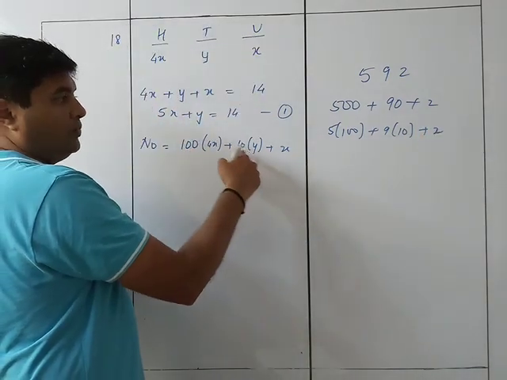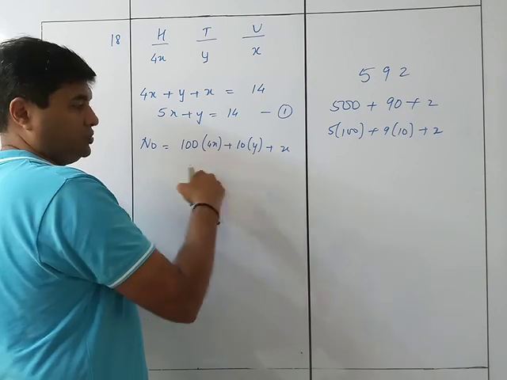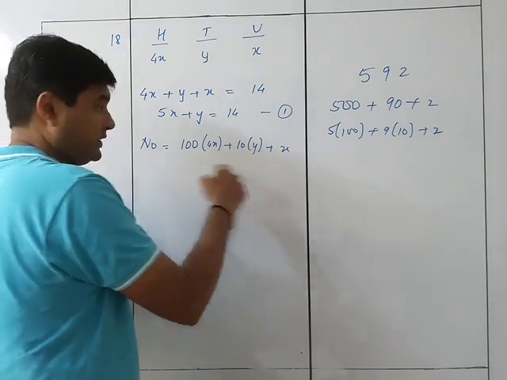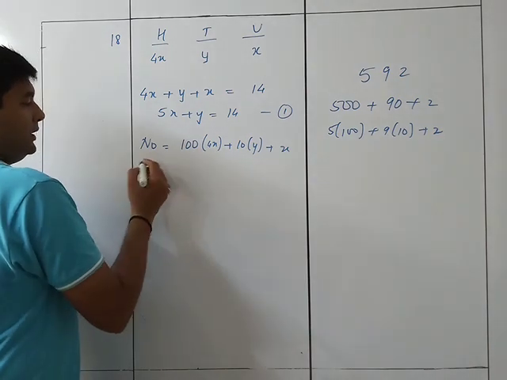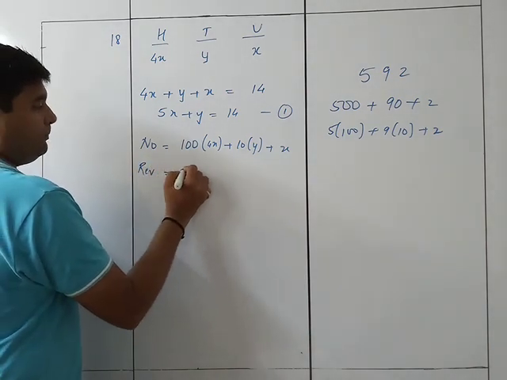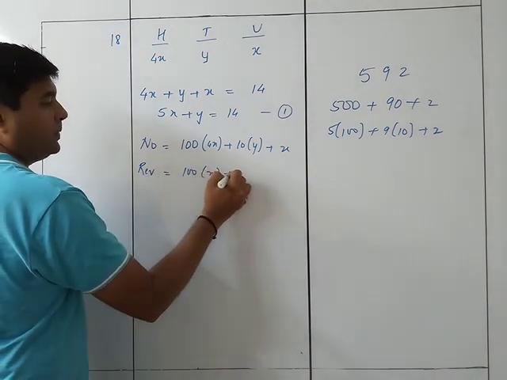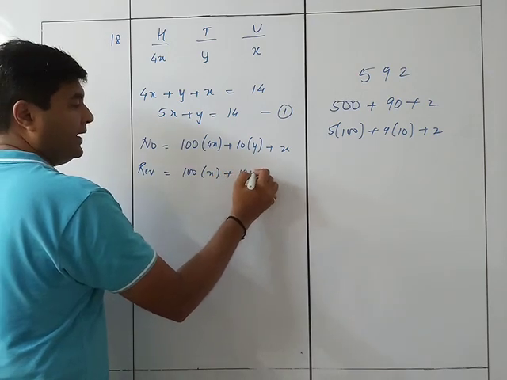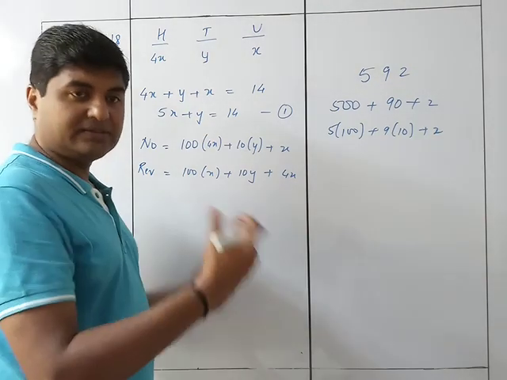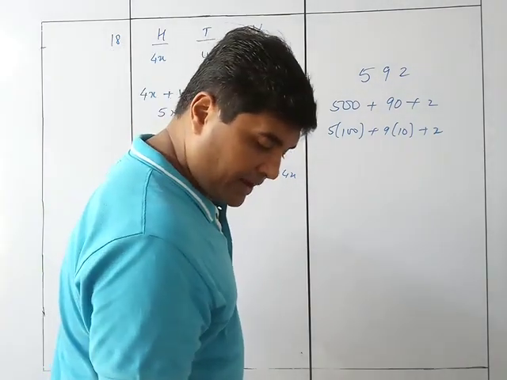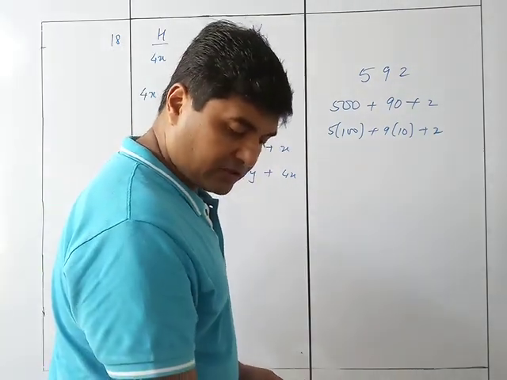5 into 100 or 9 into 10 plus 2. So this is how we are having this particular thing. So this becomes your first thing, that is the number. On reversing, it will be 100 into x plus 10y plus 4x. Okay, that's the reversal.